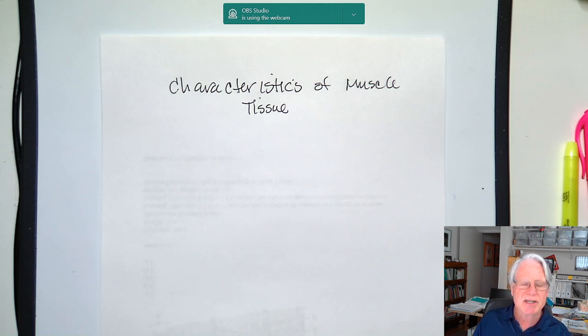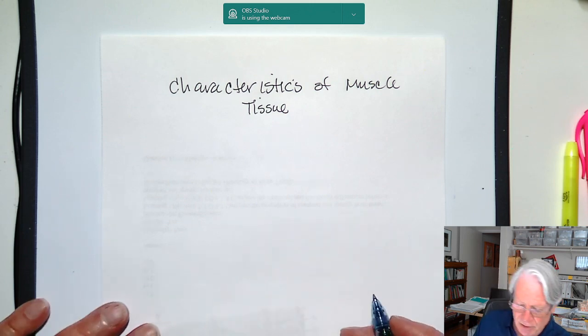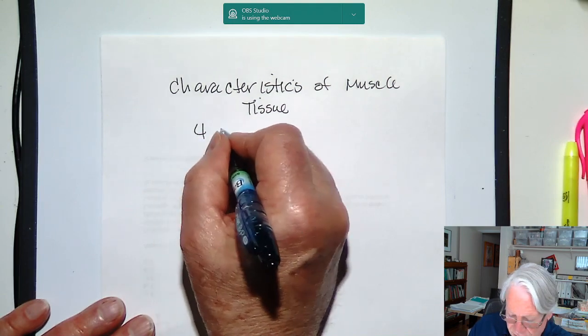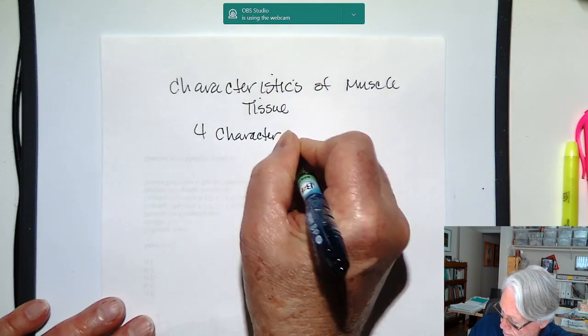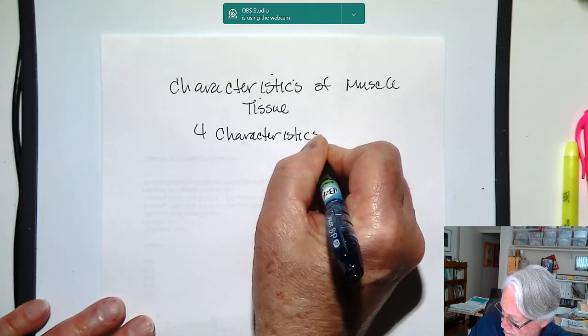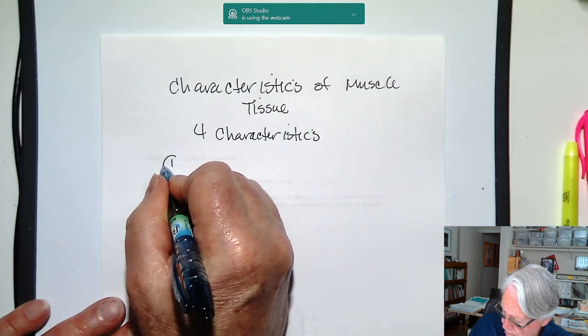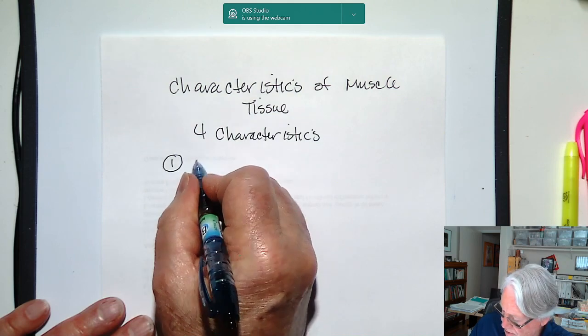And we're not so much describing the physical appearance, because we've already done that when we looked at those three different types of muscle tissue. We're looking at some of the way in which this behaves, some of the behavioral characteristics of muscle tissue. Okay, and so there are in fact 4 characteristics. And the first one is excitability.